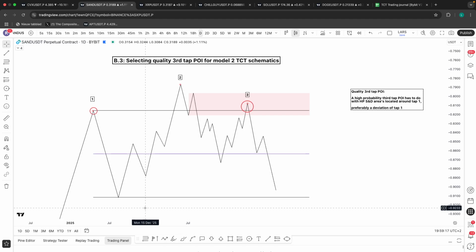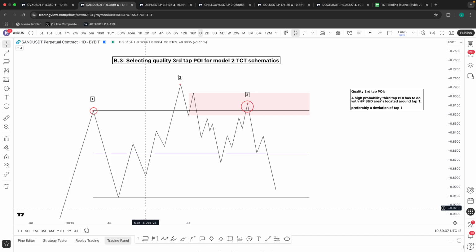Otherwise, you're going to have so many situations where you will get wicked out and you feel like the market is against you purely because you're not understanding where the market makers are supposed to be pushing price before reversing. And it is fairly simple to follow from a rule-based perspective.